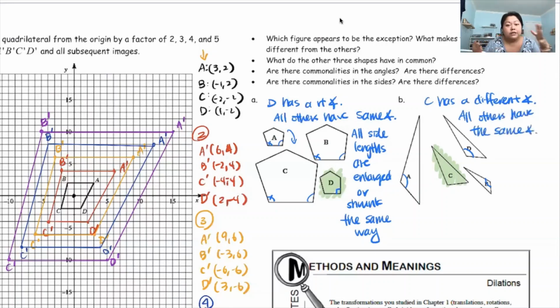And then what the difference is, all the sides are enlarged or shrunken the same way. So all the sides are enlarged or shrunk the same way.